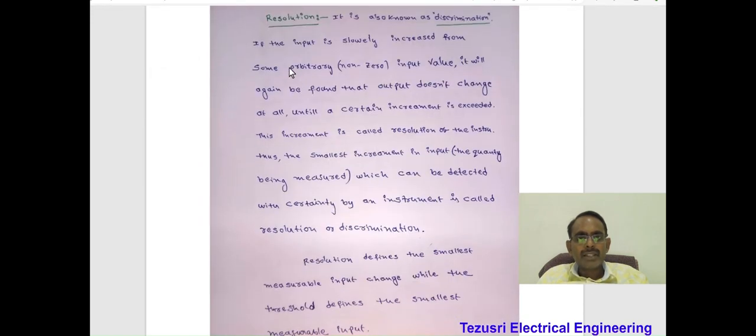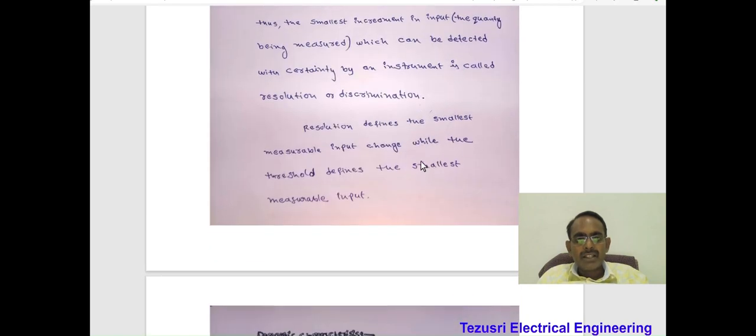Next, the important characteristic: resolution. It is also known as discrimination. If the input is slowly increased from some arbitrary non-zero input value, it will again be found that the output doesn't change at all until a certain increment is exceeded. This increment is called the resolution of the instrument. Thus, the smallest increment in input, the quantity being measured, which can be detected with certainty by an instrument, is called resolution or discrimination.